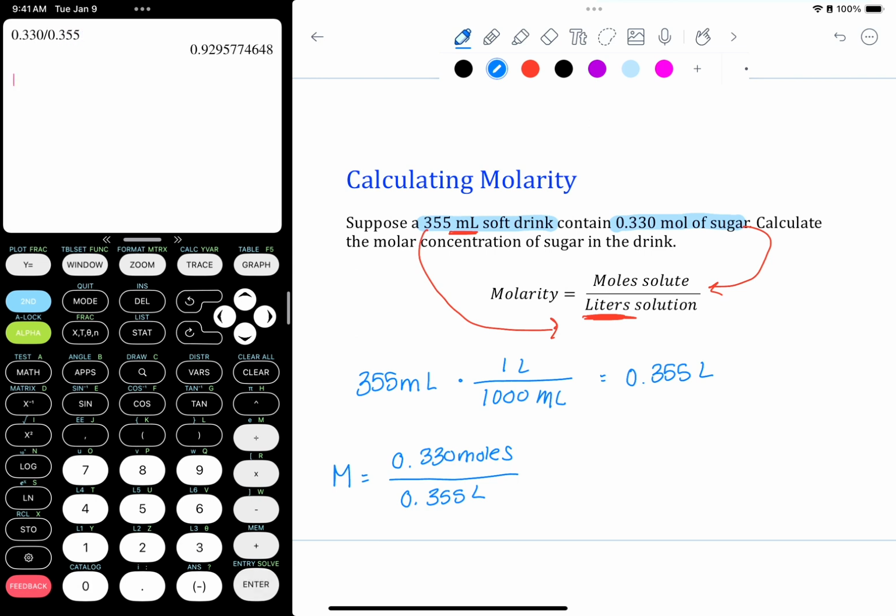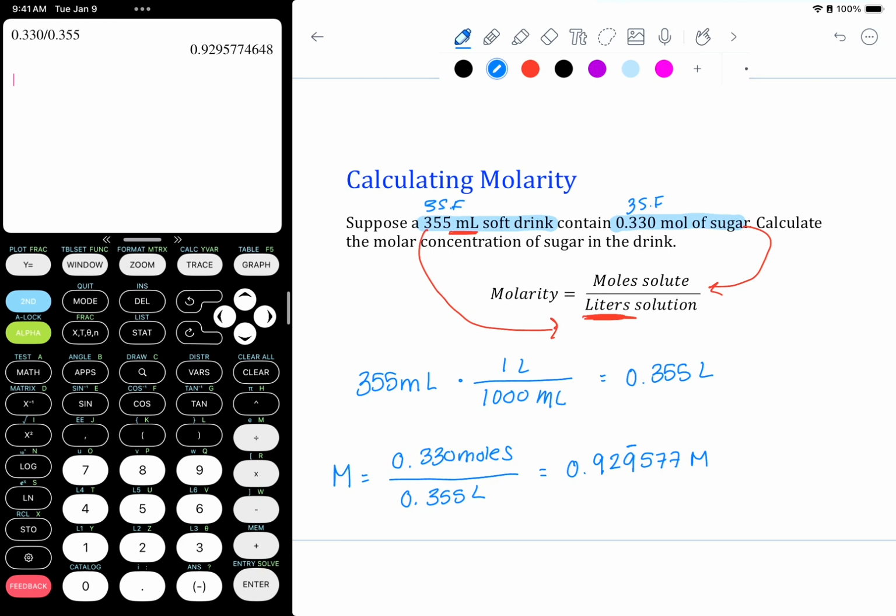And we get a molarity of 0.929577 molar. Now we're not done because we have to take significant figures into account. So our problem here has 3 sig figs from the 355 milliliters and 3 sig figs from the 0.330 moles. So our final answer should have 3 significant figures. So that would be the 929.